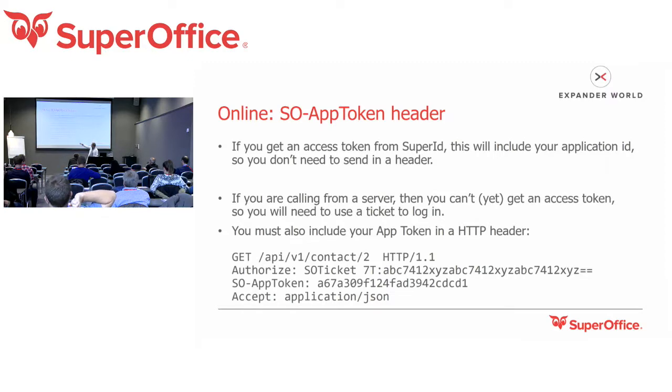You need to provide an app token. This is not your app ID, which is the one that's public. This is the app token, which is secret. You're not supposed to share it with anyone. Once you have those two, then you can request things from the REST API, and it'll respond as normal. So this is the one case where you don't need to use an access token to talk to online.